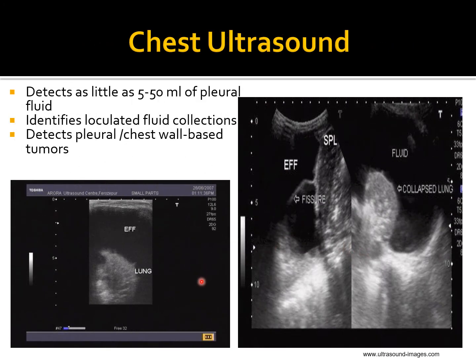Chest ultrasound sometimes is being done, and it detects as little as 5 to 50 ml of pleural fluid. It is very nice to do ultrasound because it identifies loculated fluid collections. It detects pleural or chest wall-based tumors also. And you can see here, the effusion is hypoechoic, and this one is the collapsed lung. Sometimes the beauty about ultrasound is that you can measure the approximate amount of pleural fluid as compared to a chest X-ray.